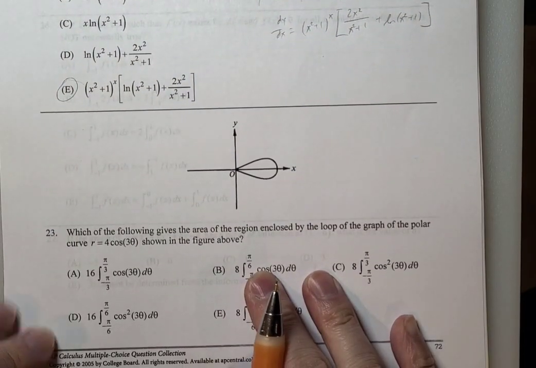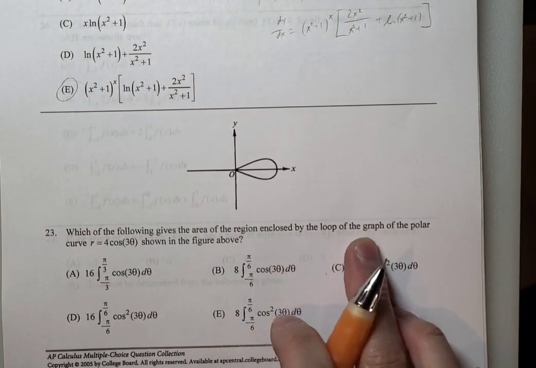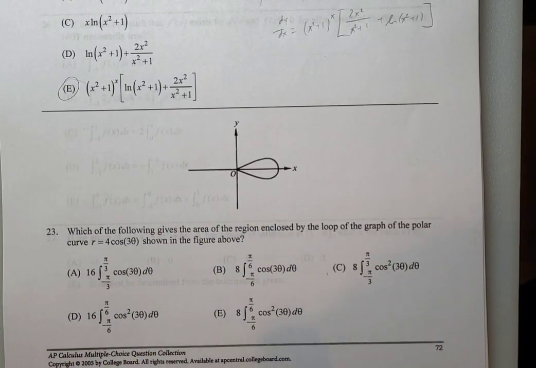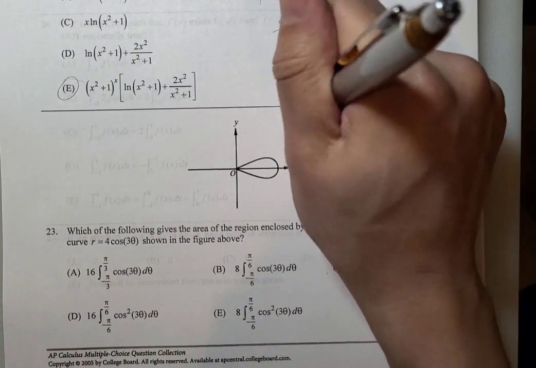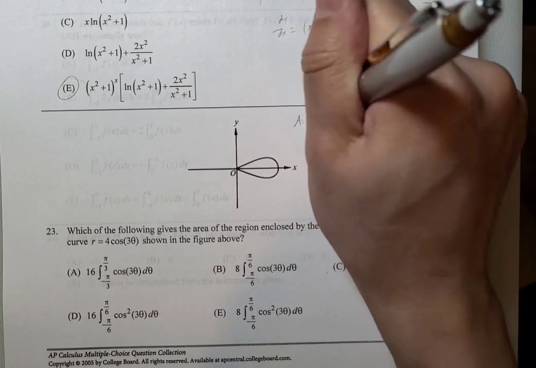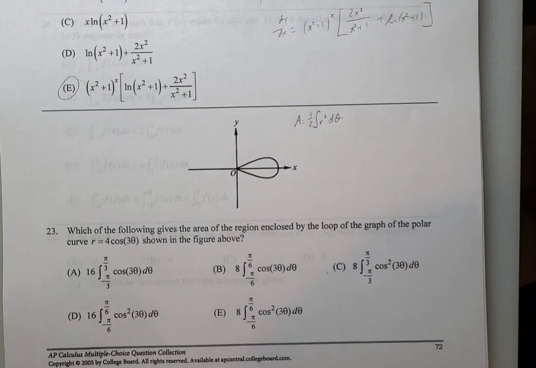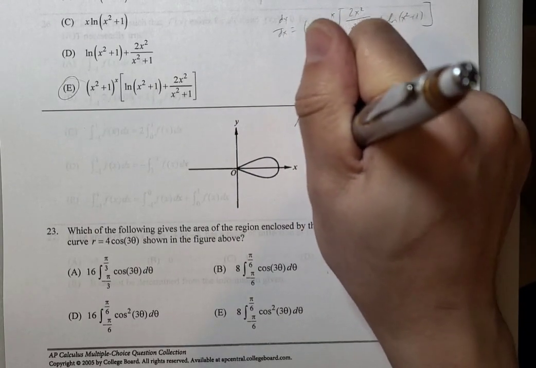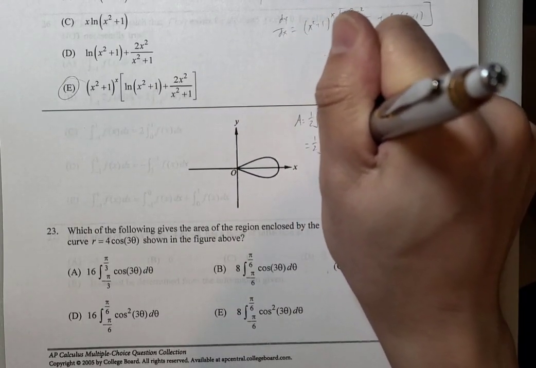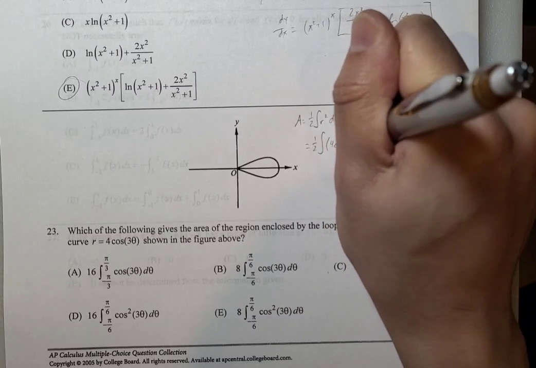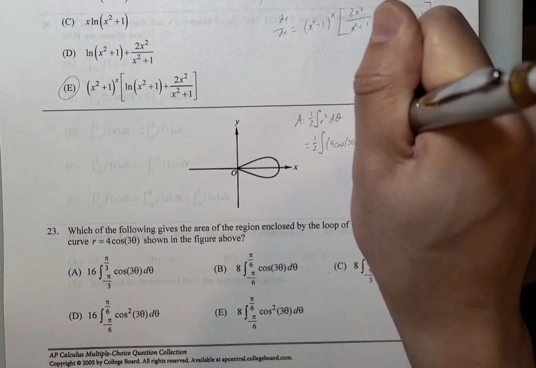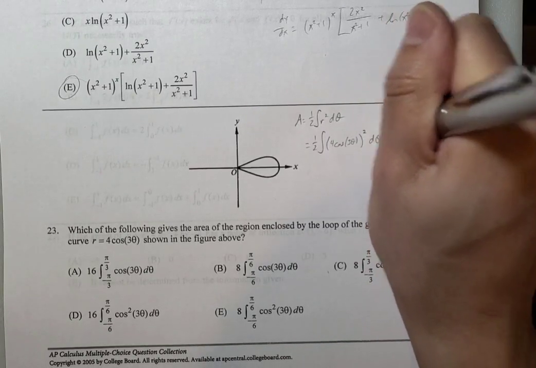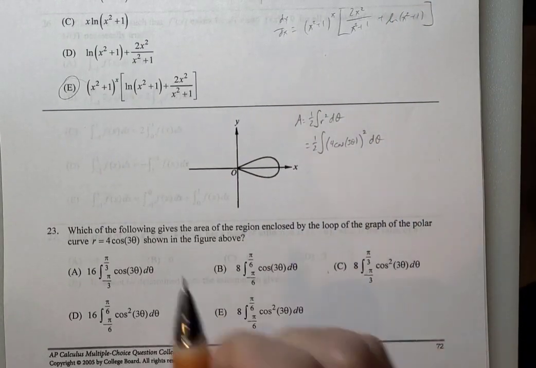Next, which of the following gives the area of the region enclosed by the loop of the graph of the polar curve r equals 4 cosine 3 theta in the figure shown here? The area of a polar curve is half the integral of r squared d theta. So it would be half the integral of 4 cosine of 3 theta, all of that squared, d theta. What are the limits of integration though?